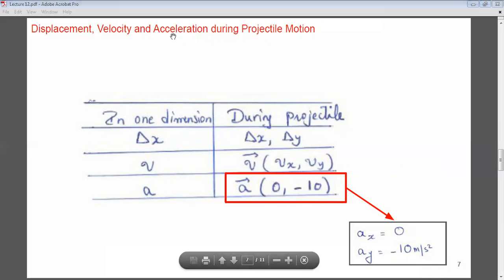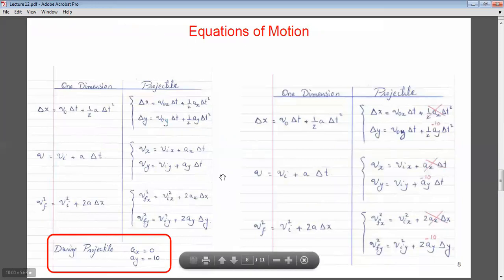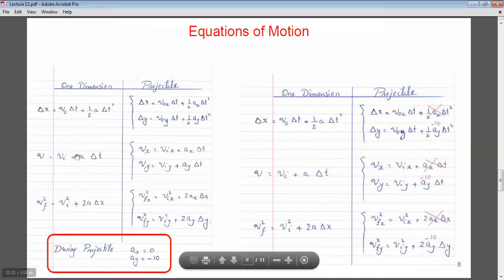Okay, let's look now at our equations. In one dimension, I will focus on these 3 equations. I'm not writing here delta x equal half the initial plus the final into delta t because no need, we will not use it during projectile. So in one dimension, this is the first equation, this is the second equation, and this is the third equation, okay? In projectile, each equation becomes 2.